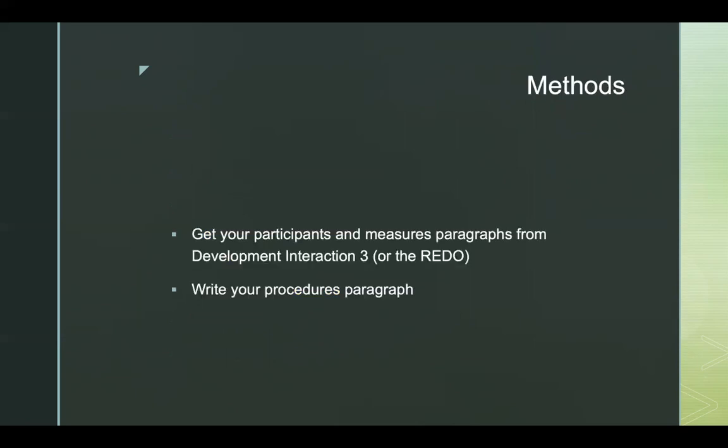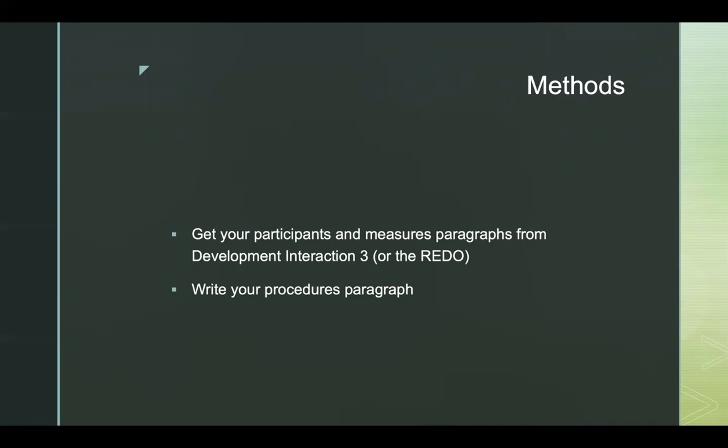So you already wrote out pretty much your participants and measures paragraphs. That was in development interaction 3, or the redo of that development interaction. So go back and get that. You may need to refine it. You likely have more information now that you've written up your introduction and figured some things out. But that's the basics, so you probably already have that. Get those, refine them if necessary, put them in your paper.